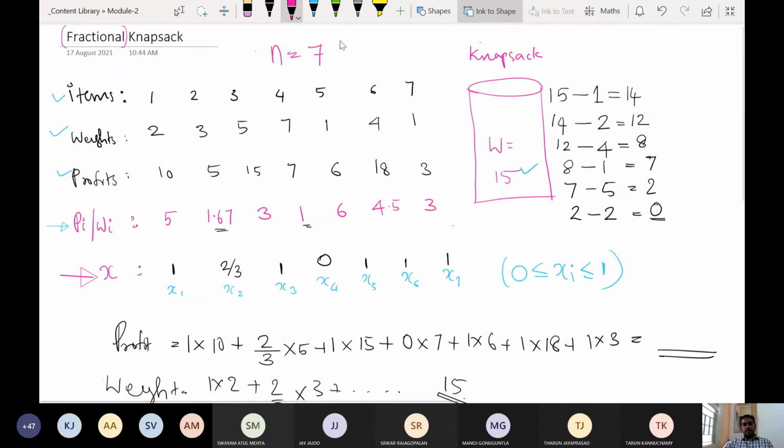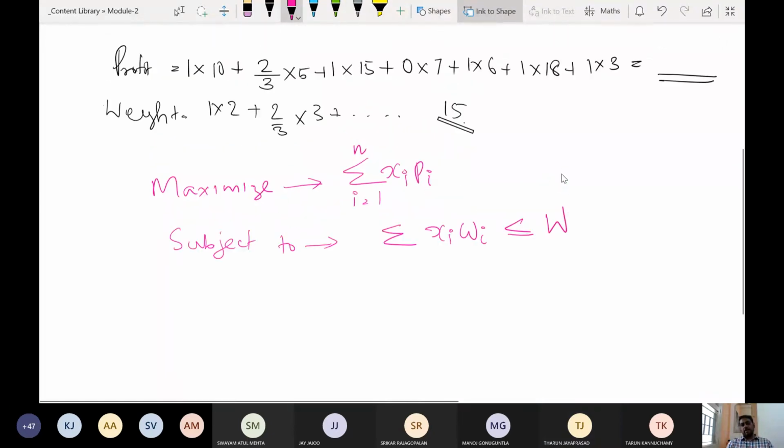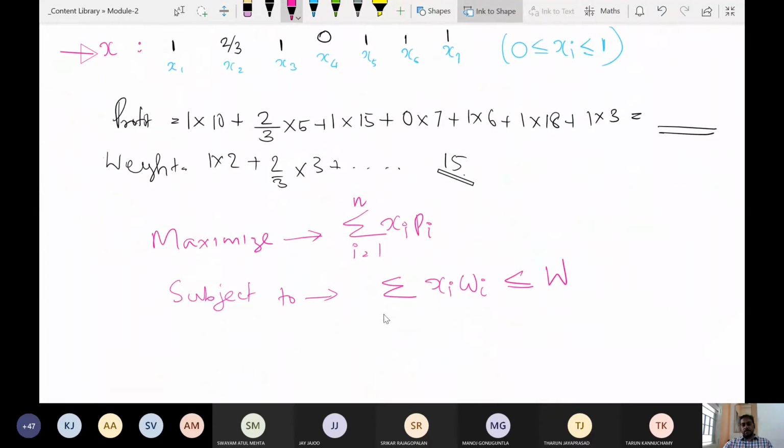So here our n is 7. It is already written there. So this is to be maximized subject to what constraint? Subject to the constraint that the sum of xi into wi, the portion you include and the weight of that particular item, if you sum up for all these things, it should be less than or equal to the capacity of the knapsack. W is already given. The capacity of the knapsack is equal to W. Here also i runs from 1 to n. This is the function, or this is the knapsack problem if you write it in mathematics.